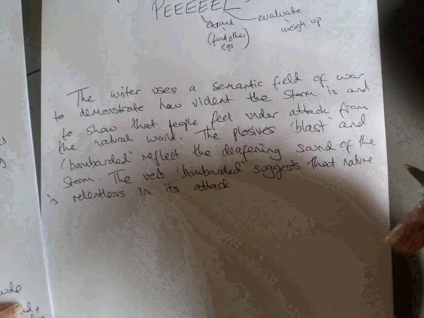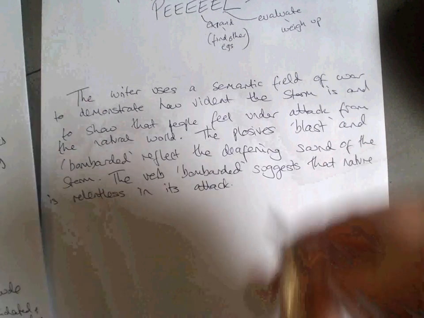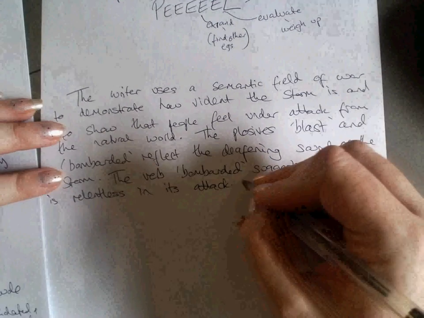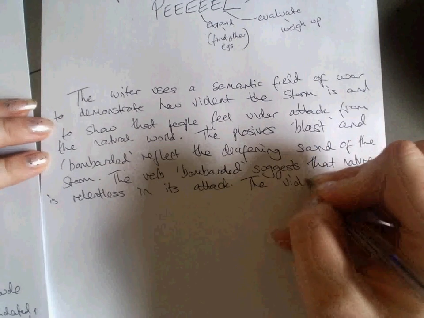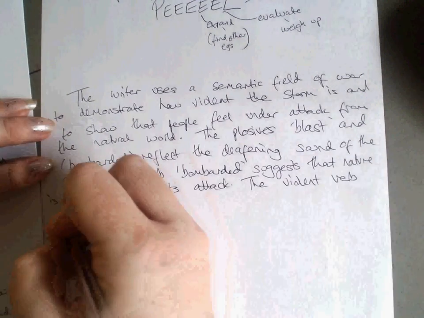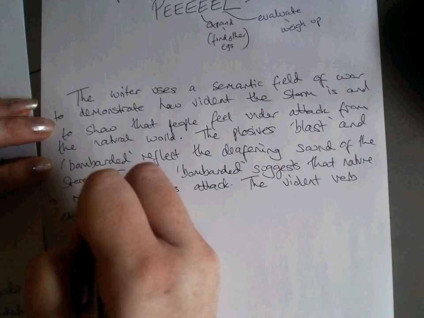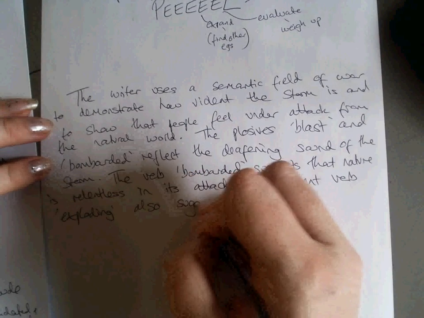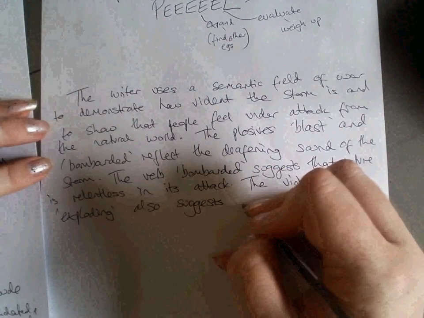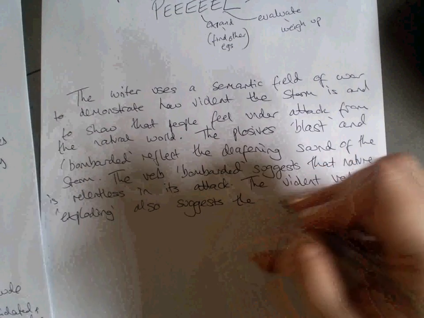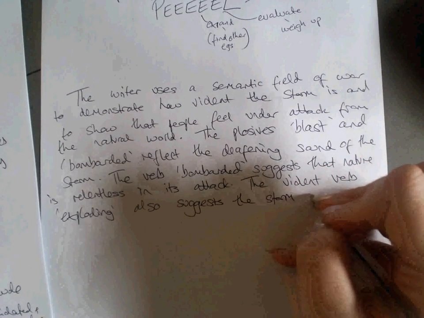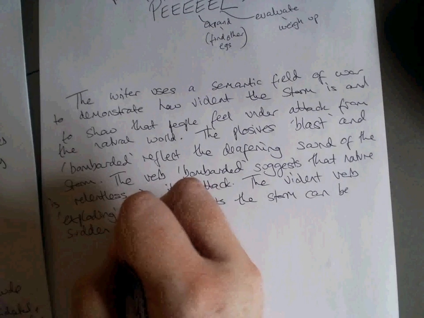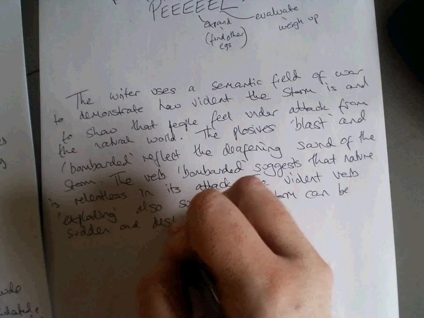I've noticed that there's exploding there as well. So I'm going to merge a few of my points from my planning about the violent verbs. So I'm going to go and talk now about the violent verb exploding. Also, what does that suggest? If there's an explosion, it also suggests the storm can be sudden, as an explosion would be, and to me also destructive.